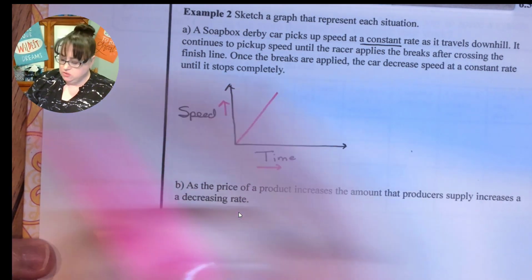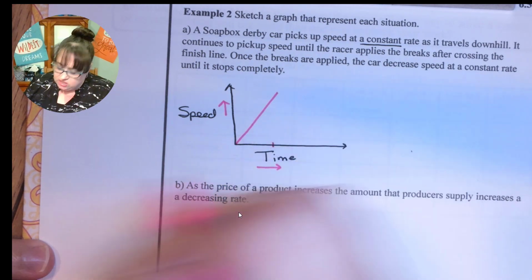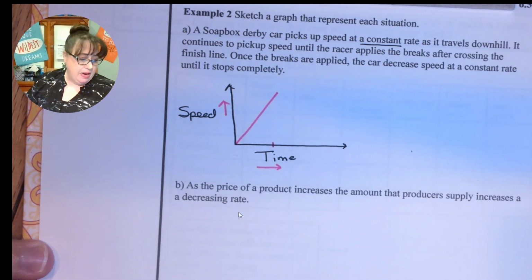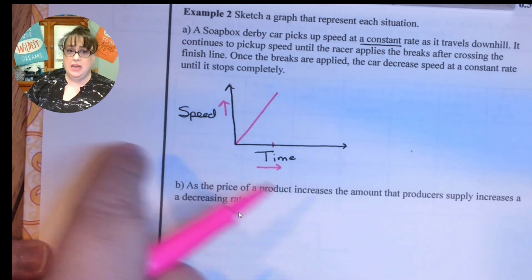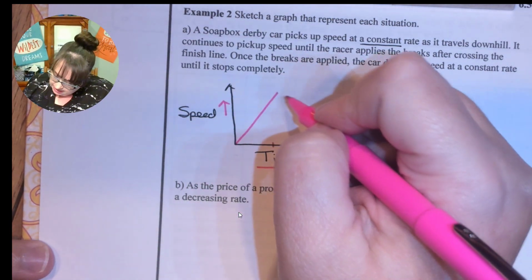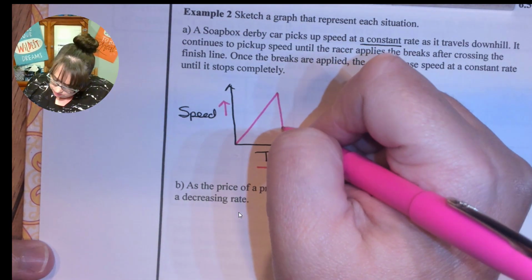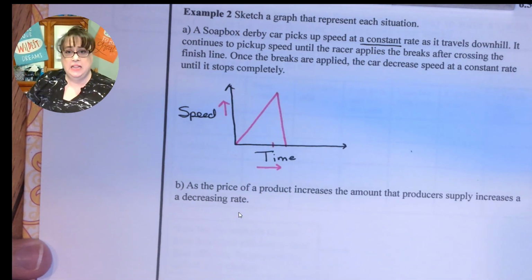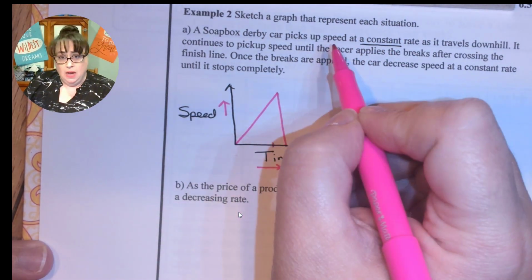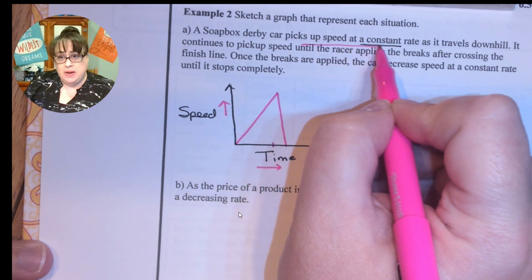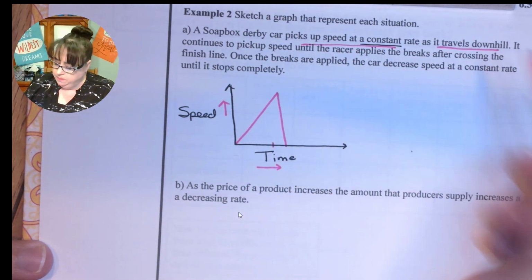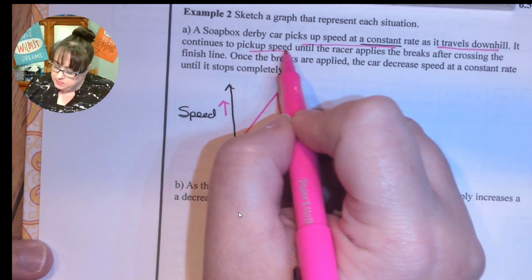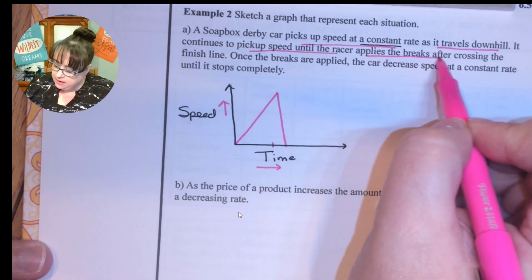And now here's my finish line. Let's say right here's my finish line. I need to apply my brakes. Well, I'm going to apply my brakes much faster than I picked up speed. And so it's going to go like that until I stop. Because it says I picked up speed at a constant rate as I traveled downhill, and I pick up speed until I apply the brake after crossing the line.